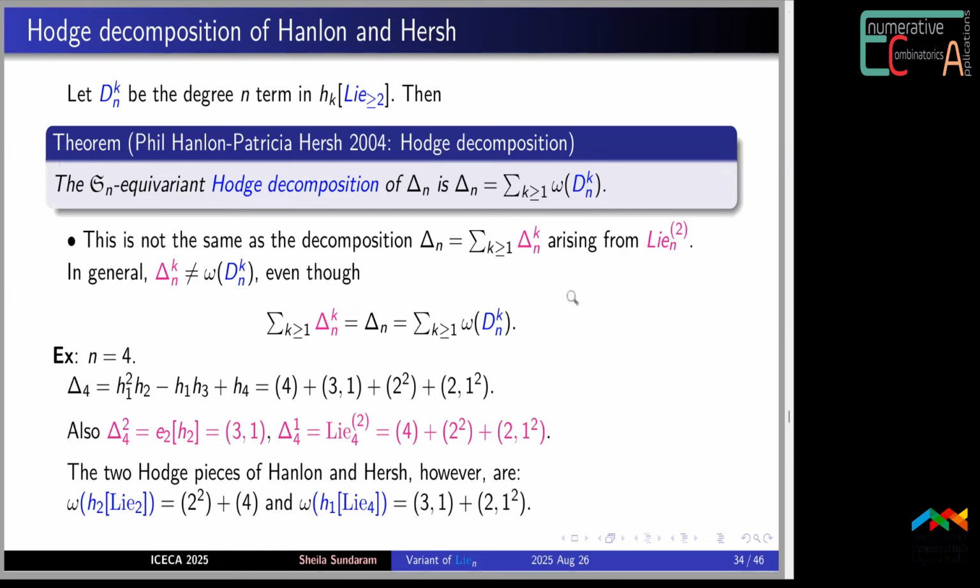Okay, so I thought at first, all right, this must be the same thing, but it's not. It's not the same decomposition at all. The total sum is the same, but the individual pieces are not. So here's the first example where they differ, for n equals 4. The top homology of the complex of injective words decomposes into 4 irreducibles like this, and the decomposition coming from Lie superscript 2 has 1 irreducible in one piece and the other 3 in the other, whereas the 2 Hodge pieces of Hanlon and Hersh have 2 irreducibles in each piece. So they're clearly not the same.